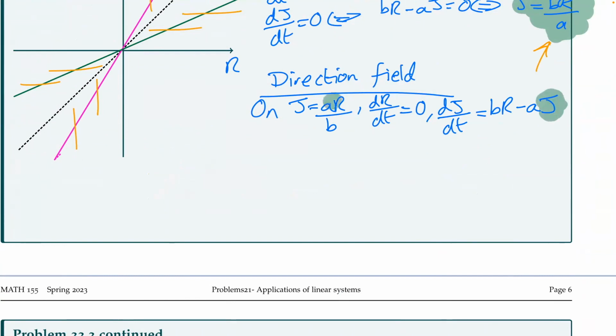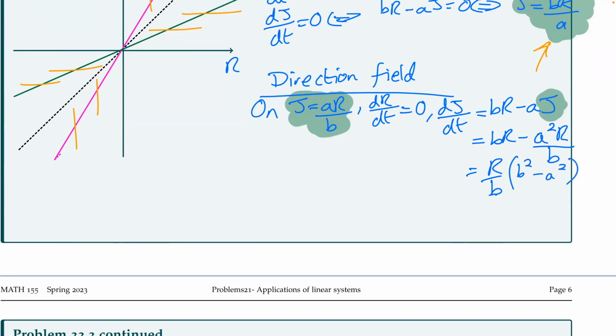We know that we're sat on the line j equals ar over b, so we can substitute this j into our dj/dt. So you have br minus a squared r over b. This is where it gets a little bit tricky. There's a little algebraic trick we can do here. We have a common factor of r, and if we take out a factor of 1 over b as well, we have b squared minus a squared. If you multiply this out again, you'll get the line above.